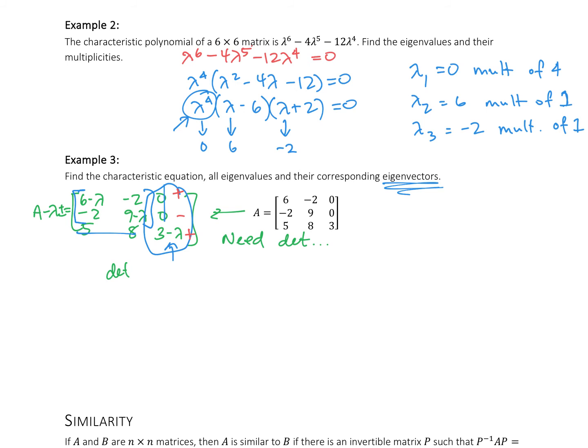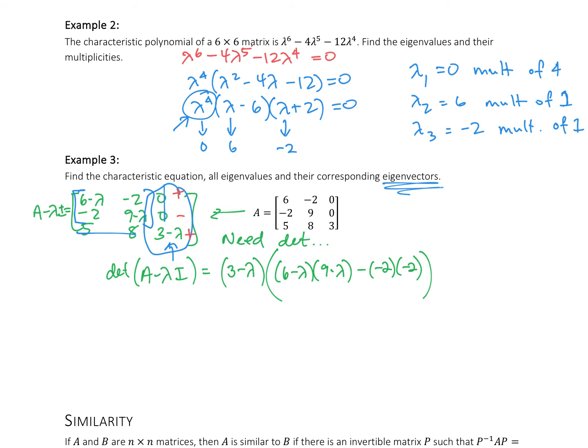So the determinant of our A minus lambda I matrix here is 3 minus lambda times the determinant of that leftover matrix, which is (6 minus lambda)(9 minus lambda) minus (-2)(-2). And I guess I should not use a square bracket. I should use just a big bracket. How's that sound? All right.